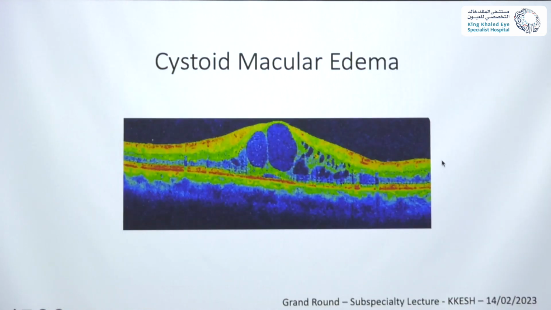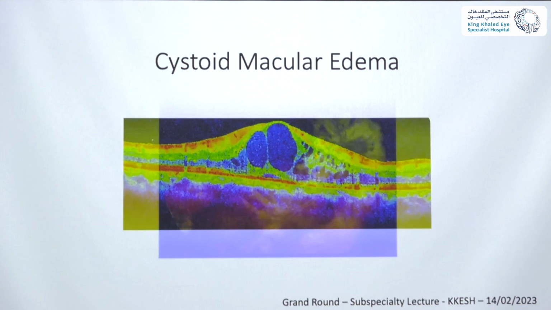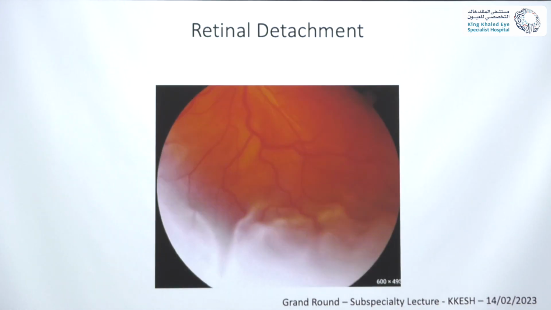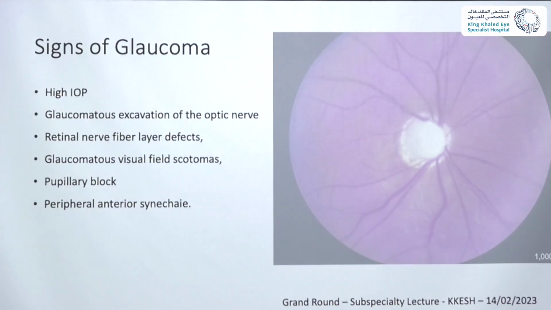Posterior segment involvement can also be there in cases of uveitis. That could look like cystoid macular edema, retinitis, like in this individual, or retinal detachment. What type of retinal detachment is this one? It's usually, which type is it? Exudative, meaning there is fluid underneath the retina.